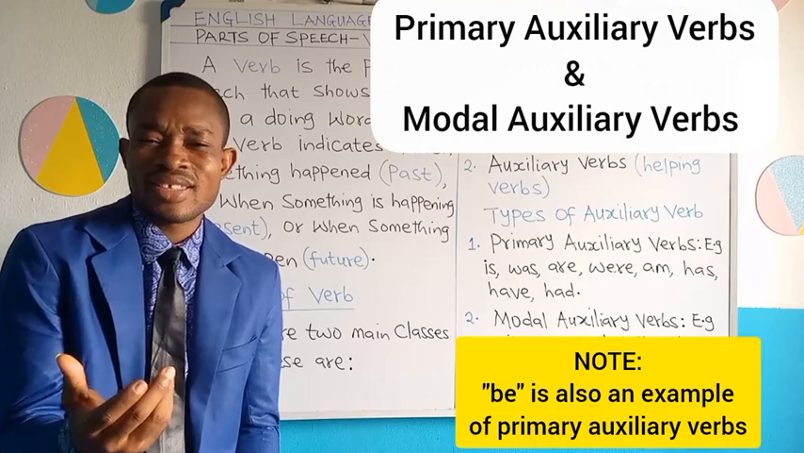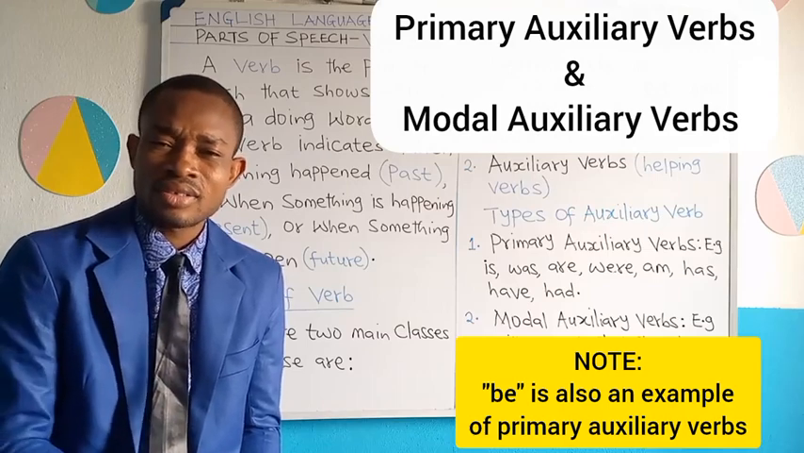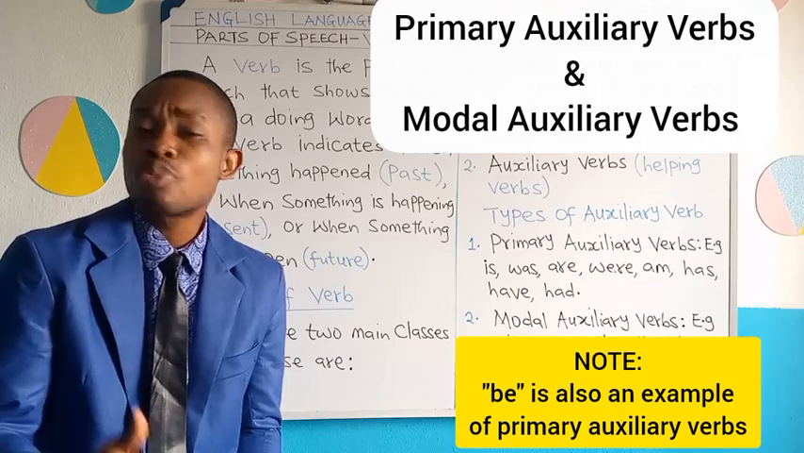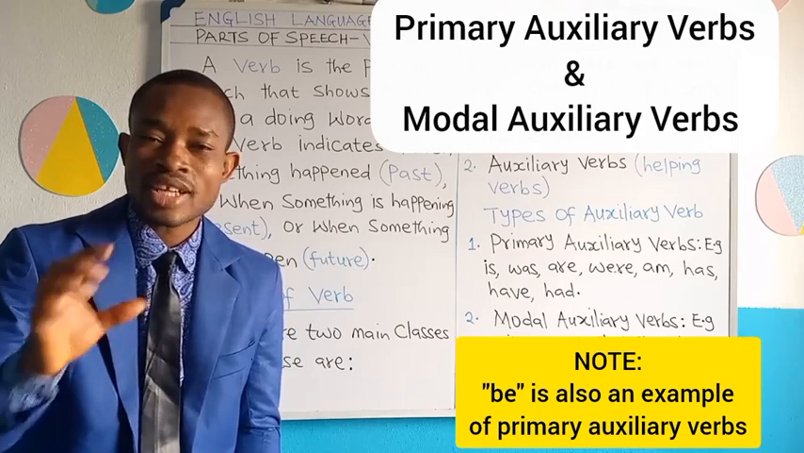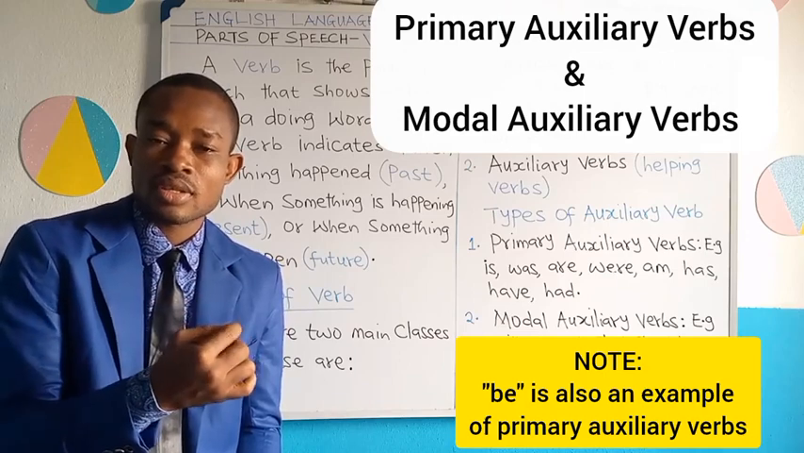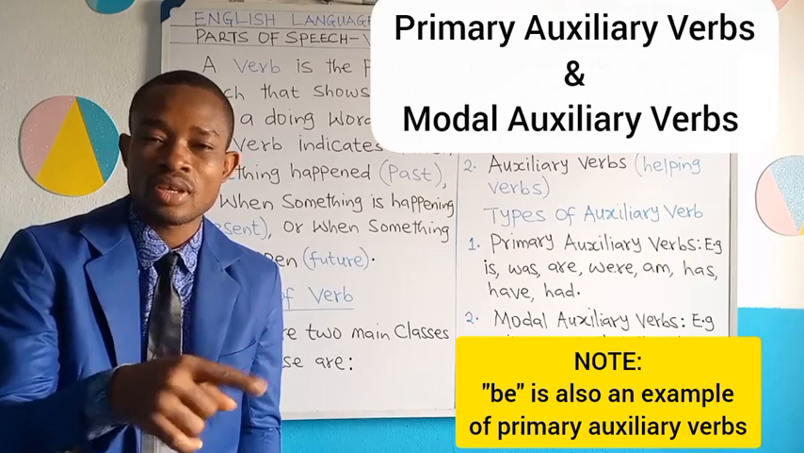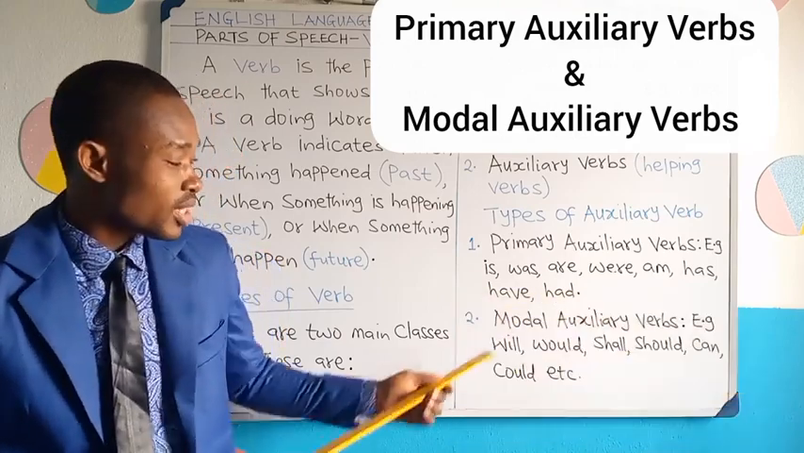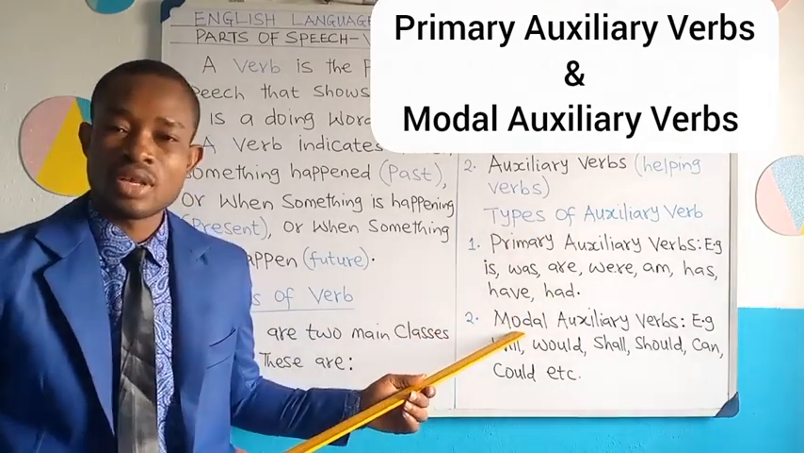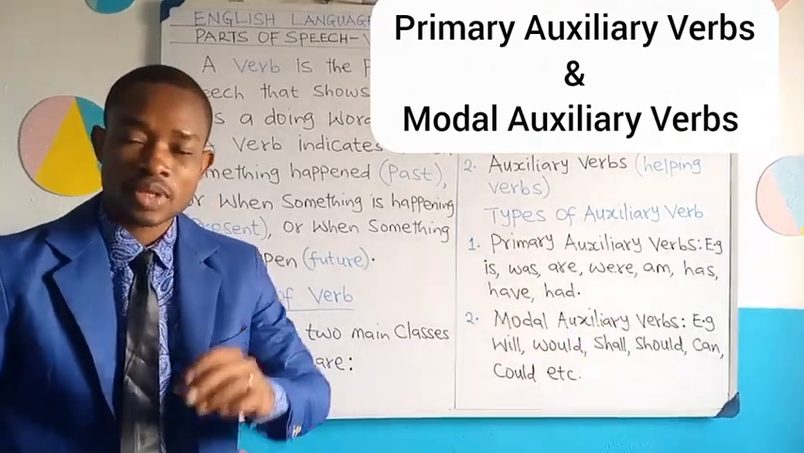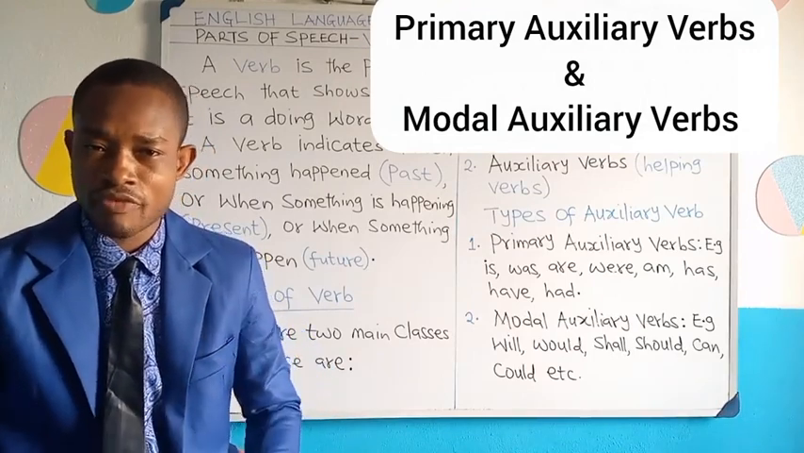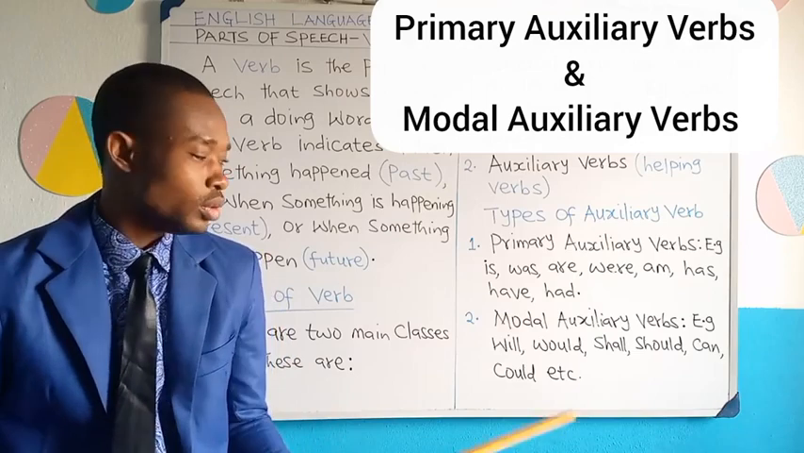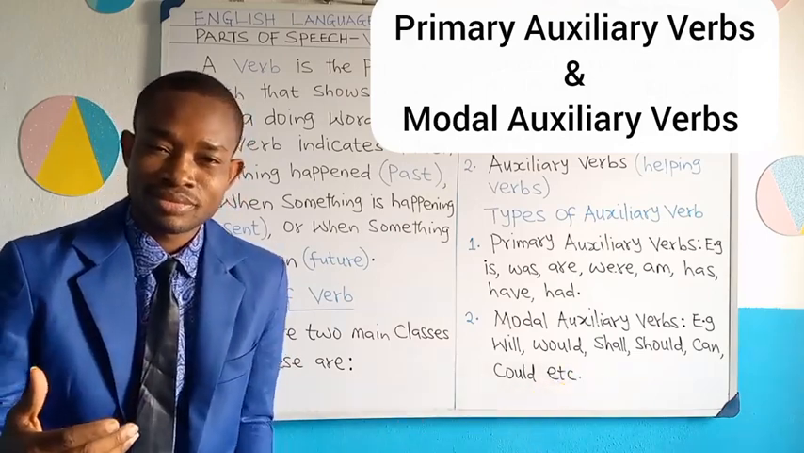When someone tells you is, or was, or are, it doesn't show action, alright? If I tell you is now, what will you start doing? Absolutely nothing. So that's why we say that these classes of verbs are known as helping verbs. They only help the main verbs in a sentence. Alright, the second type of auxiliary verb is known as modal auxiliary verbs. Examples of modal auxiliary verbs include can, could, will, would, shall, should, and others.